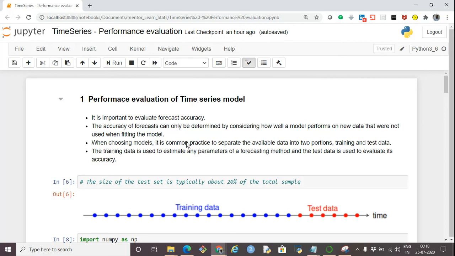Yeah, hi there. In this tutorial, we are continuing with the time series playlist. So we are going to cover the time series performance evaluation process.